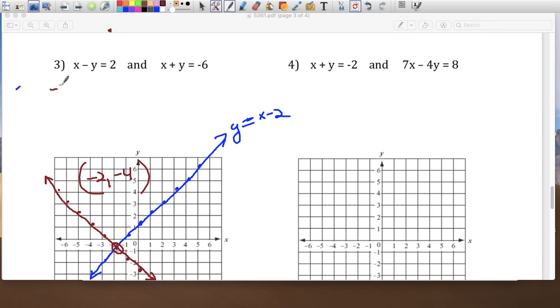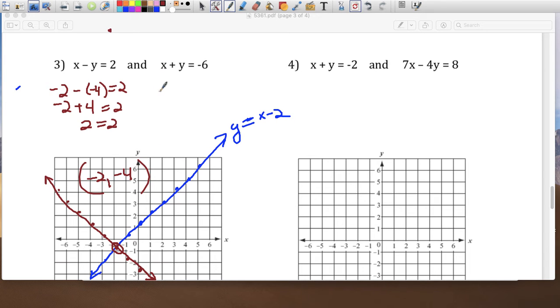So x is -2 minus y, which is -4, equals 2. -2, that becomes +4, right? Equals 2, and negative 2 plus 4 is 2. So it worked for the first equation.